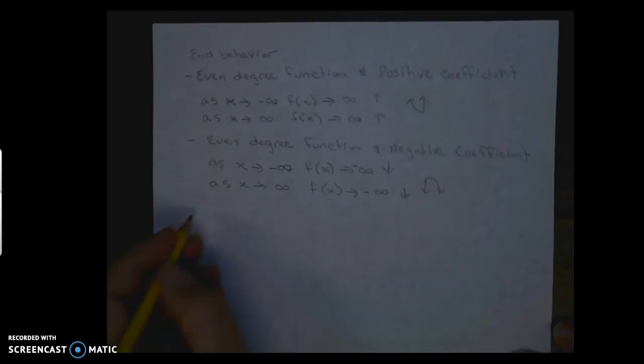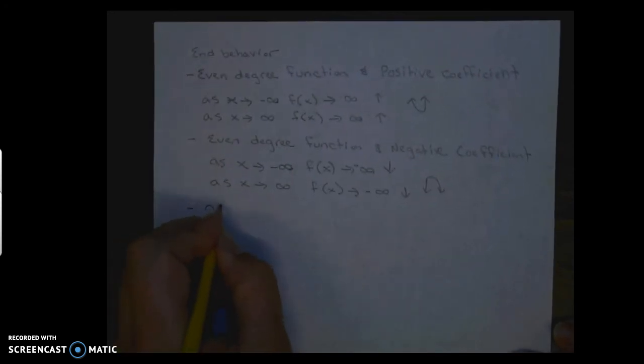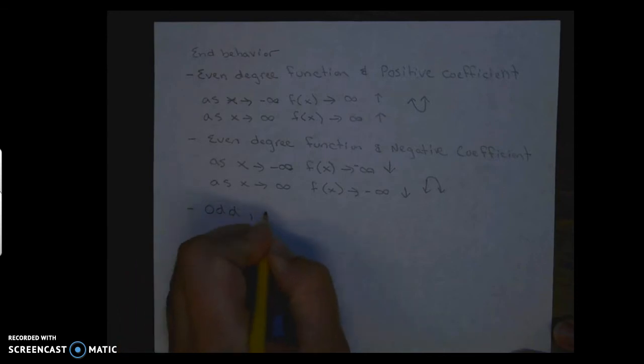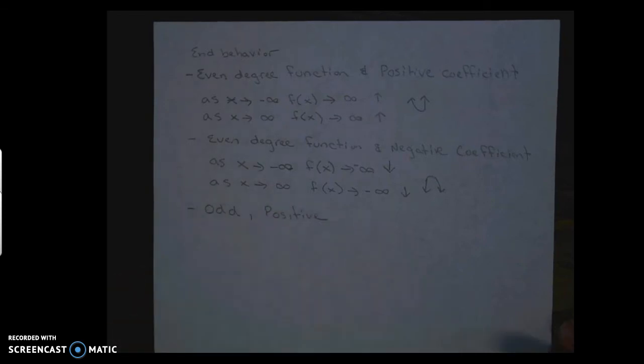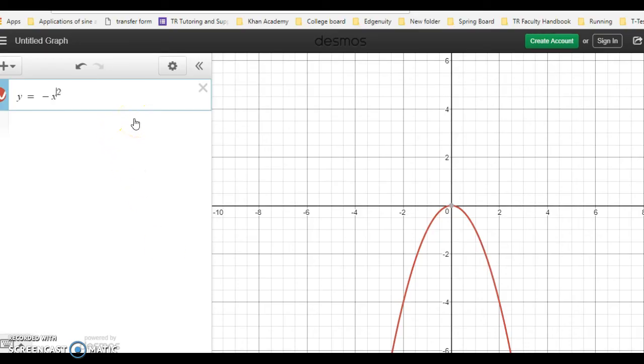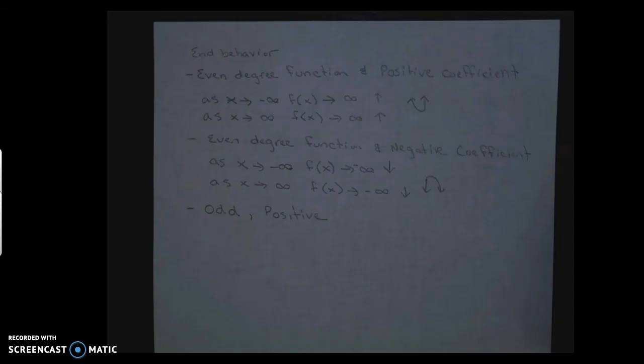Okay, so let's take a look at odd now. If we have an odd function with a positive coefficient on the degree term, so let's go positive and let's go cubic. Notice that on the left, as x goes to negative infinity, y is going to negative infinity. As x goes to positive infinity, y is going to positive infinity.